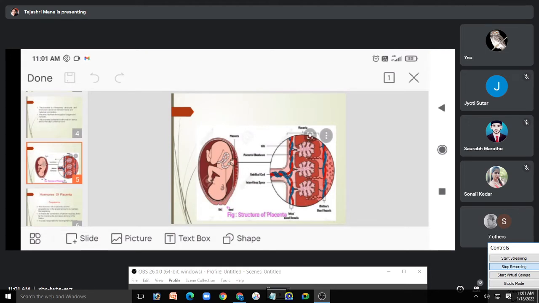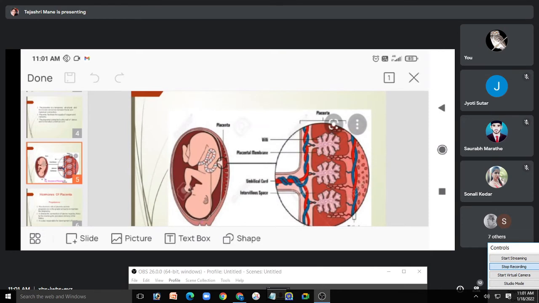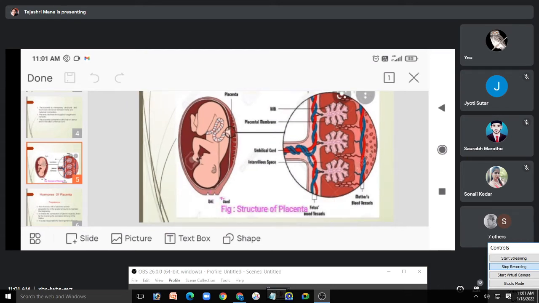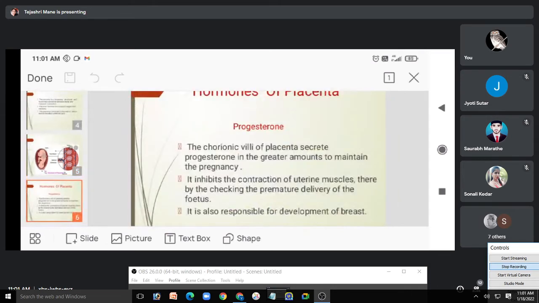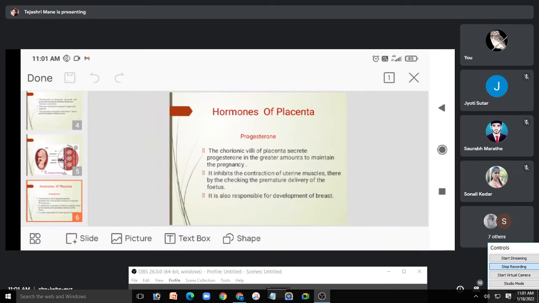Here is the diagram of the structure of placenta. All of you see the structure of placenta. After that, we see the hormones of placenta. Actually, placenta produces 4 hormones. Firstly, we see the hormone progesterone.